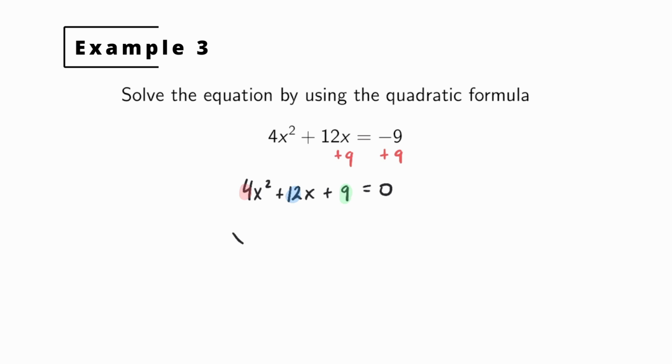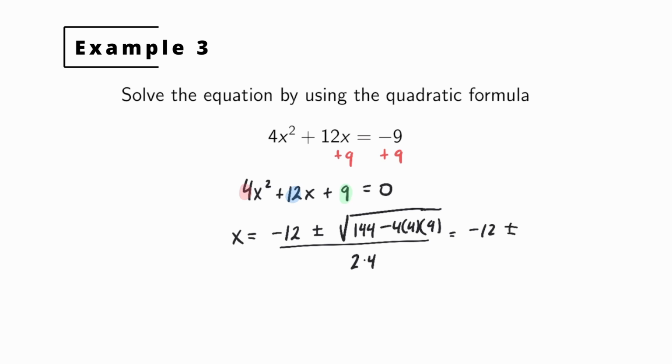So we apply the quadratic formula now. X will be negative b, so negative 12, plus or minus the square root of b squared, which is 144, minus 4 times a is 4, times c is 9. And then divide that all by 2a. Okay, now this becomes negative 12 plus or minus. So 4 times 4 times 9 is 144. So this just gives us a 0 here. So this just simplifies into negative 12 over 8, because plus or minus 0, it doesn't matter if it's plus 0 or minus 0, it's the same thing.